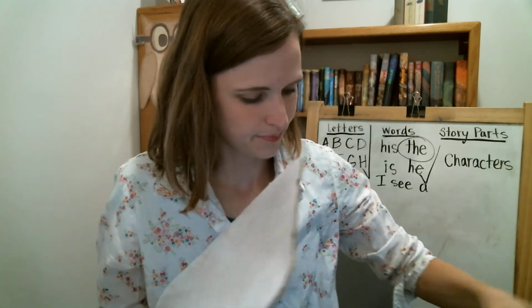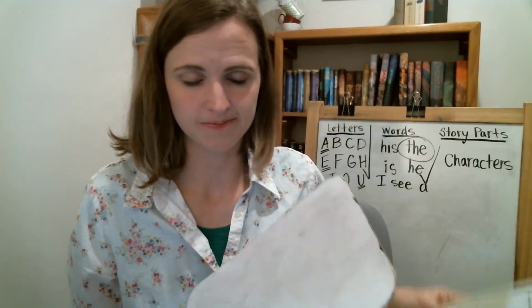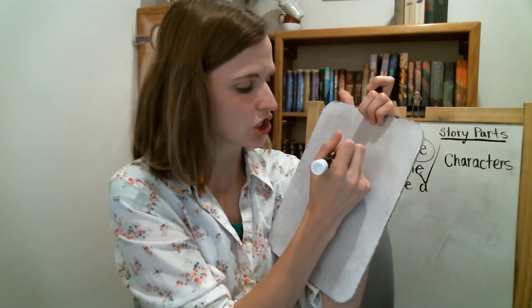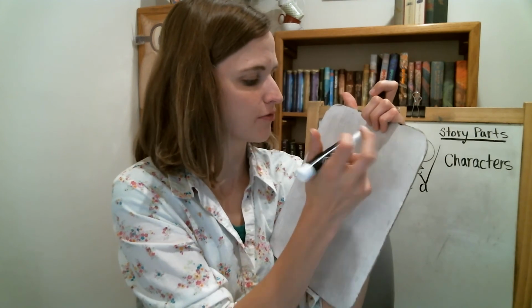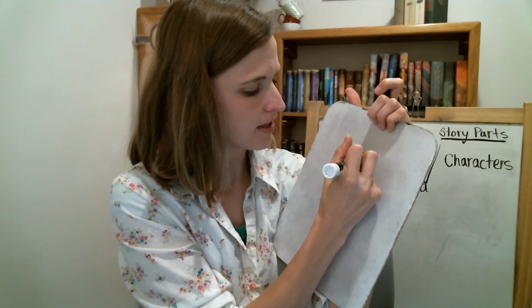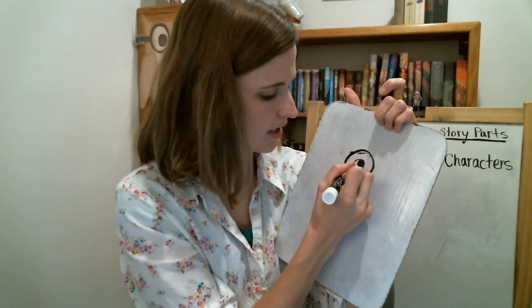I want to do an example for you so you know what I'm asking you to do. So I have extra paper. The character I'm going to do is Pigeon. So I'm going to draw a quick picture of Pigeon. Does my picture of Pigeon need to look exactly like Mo Willems' picture of Pigeon? No, it doesn't. But I'm going to look at the picture as I draw so I have kind of an idea of what I'm doing.